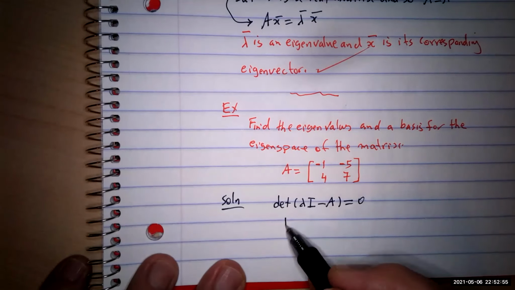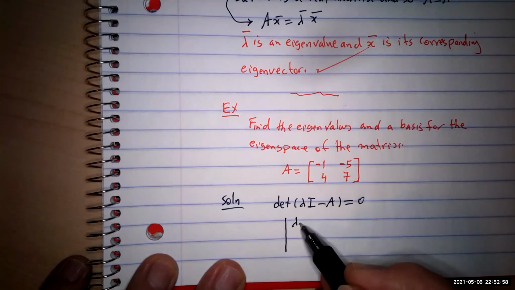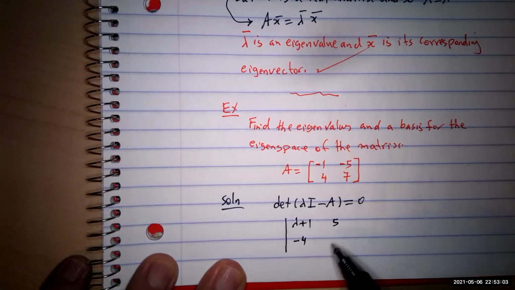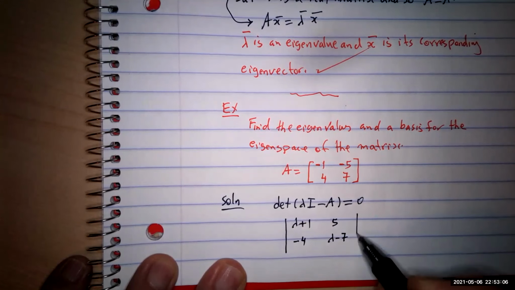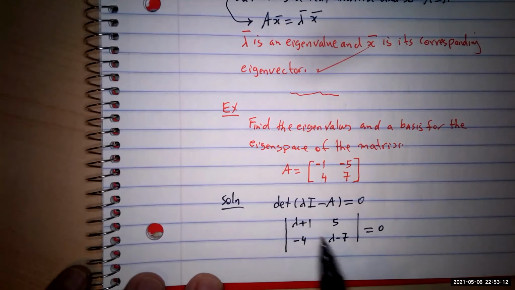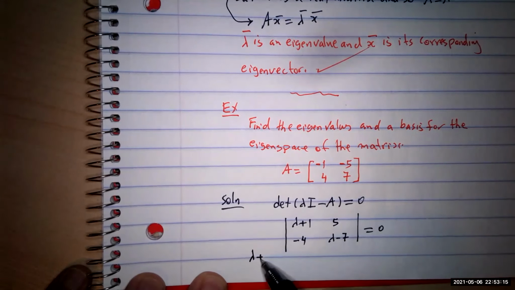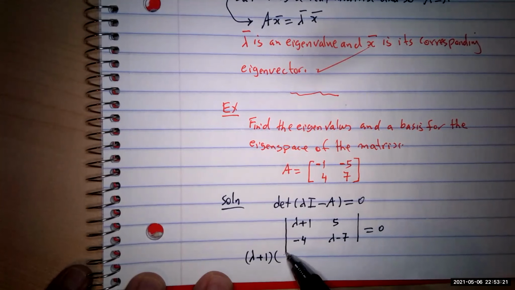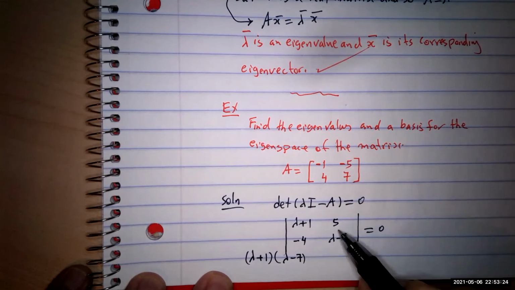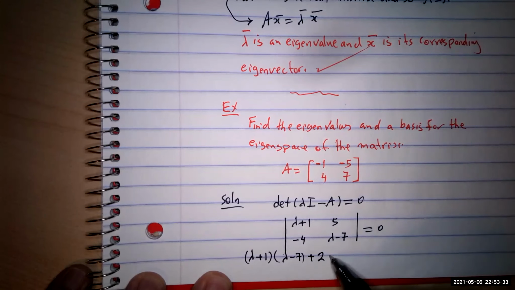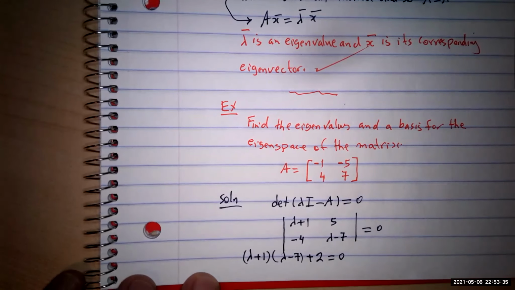As usual, this is going to be the determinant. This is lambda plus 1. This is going to be a positive 5. This is going to be a negative 4. And this is going to be lambda minus 7, equal to 0. Okay, find the determinant, cross multiply. It is going to be lambda plus 1 times lambda minus 7. And that gives you negative 40, but there is a sign here, so 20 plus 20 equal to 0.